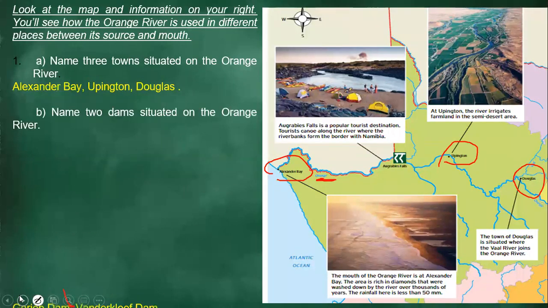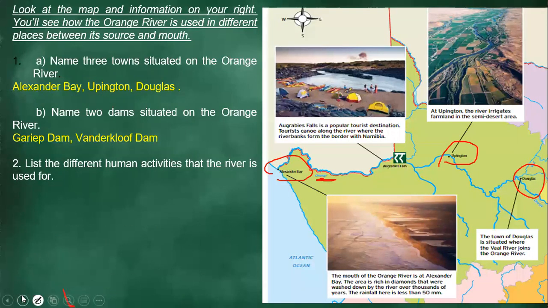Name the two dams situated in the river. It is the Khalib Dam and the Vendegroef Dam. Okay, let's move. List the different human activities that the river is used for. As you can see, these are the activities, and then the other activities are on the other picture. You tell me the activities that you're seeing. We have read about the case studies. So, Ntako?